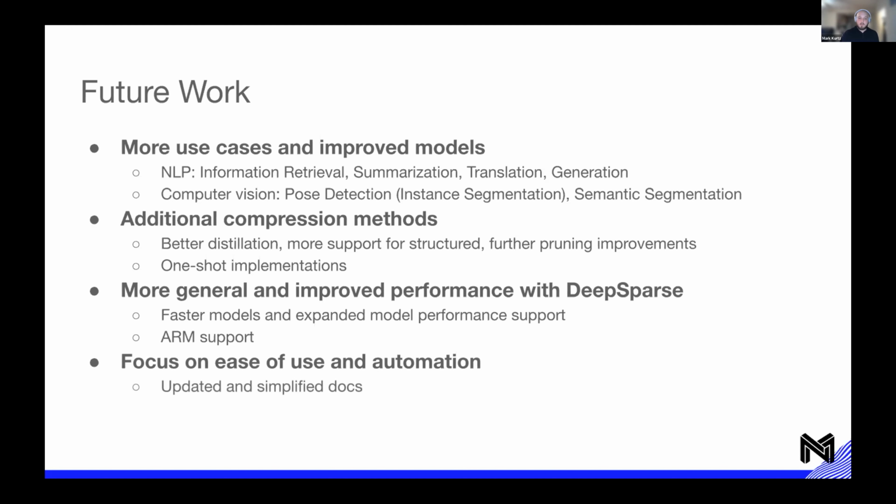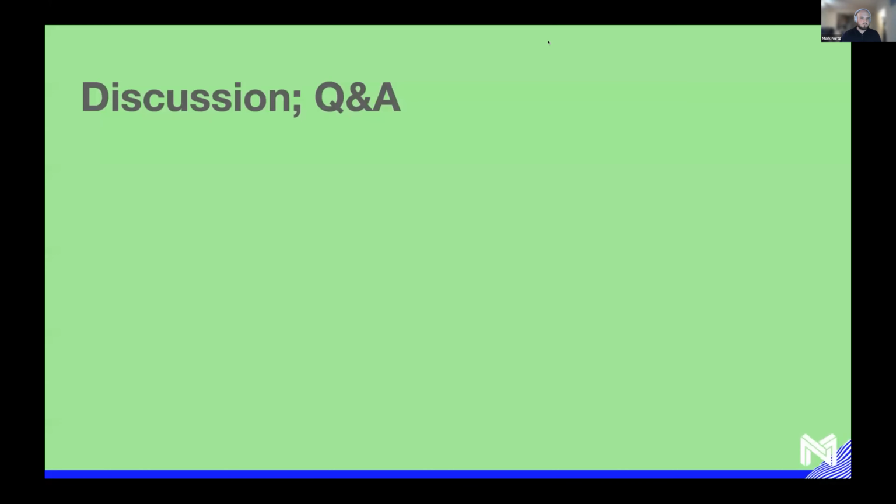And then finally, we're focused on ease of use and automation. So updating and simplifying our docs, and then automating our sparsification as a service. So think all this complexity around the recipes, being able to completely automate that so you can just plug in a model and it'll do all the hard work for you, so you can get back to what matters, which is getting a performant model for your use case and being able to iterate on that.